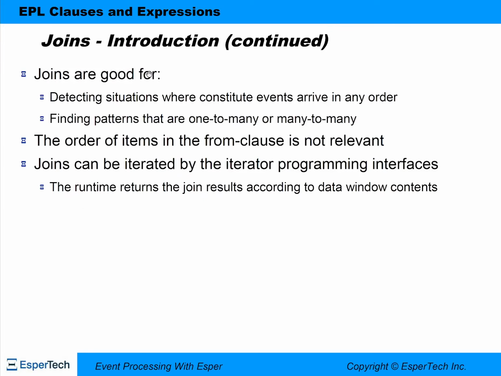Joins are good for detecting situations where constituent events arrive in any order. Joins are good for finding patterns that are one-to-many or many-to-many. The order of items in the from clause is not relevant. Joins can be iterated by the iterator programming interfaces. The runtime returns the join results according to data window contents.